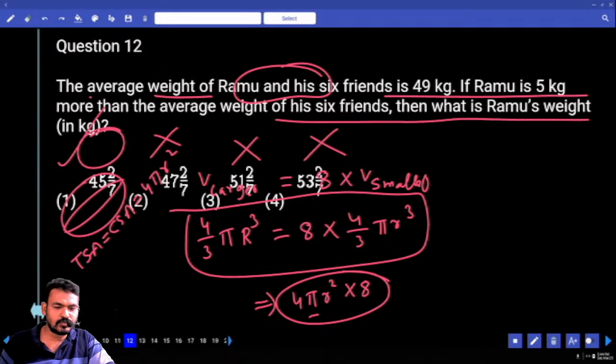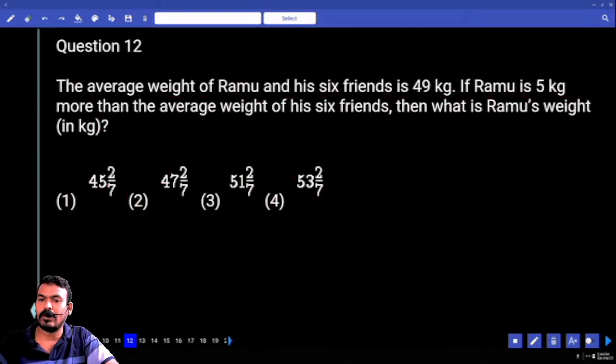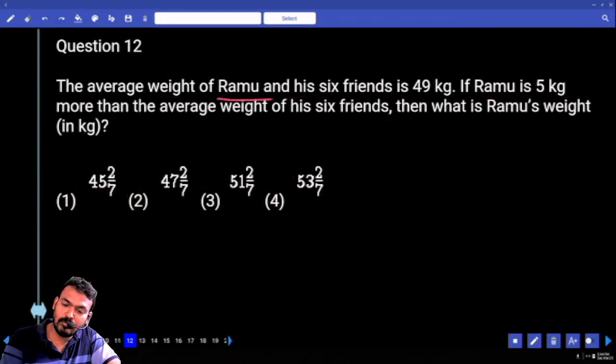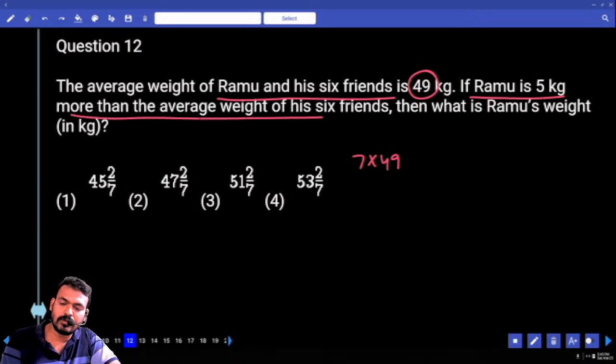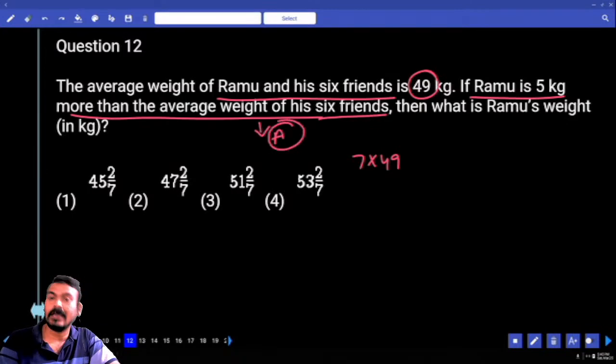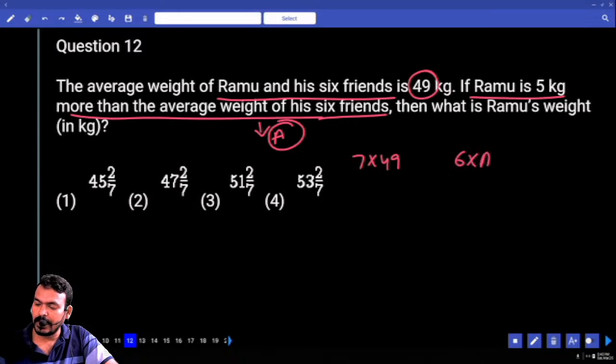Next, question number 12. The average weight of Ramu and his 6 friends is 49 kgs. Ramu and his 6 friends, 7 persons, average 49. What is the sum of the 7 persons? 7 into 49. Ramu is 5 kgs more than the average weight of the 6 friends. Suppose we consider the average weight of the 6 friends as A. What is the sum of the 6 friends? 6 into A.